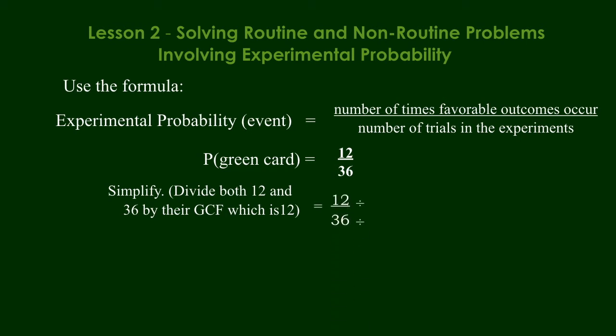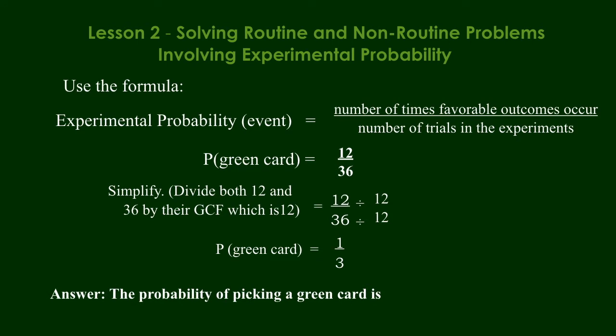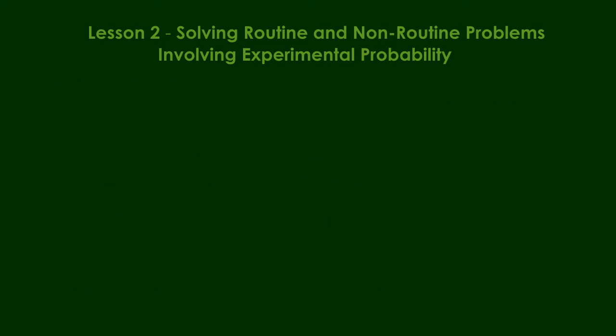So 12 divided by 12 is equal to 1. 36 divided by 12 is equal to 3. So P(green card) is equal to 1 over 3. So the answer is the probability of picking the green card is 1 over 3. We have here another example.